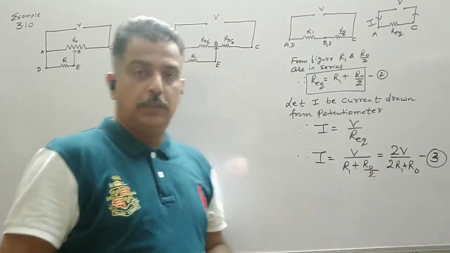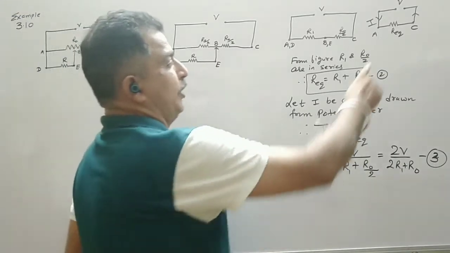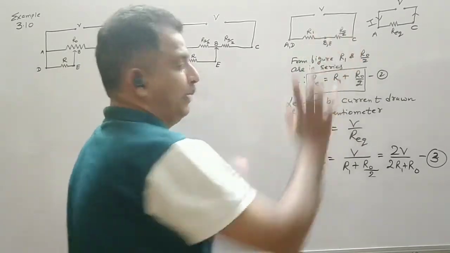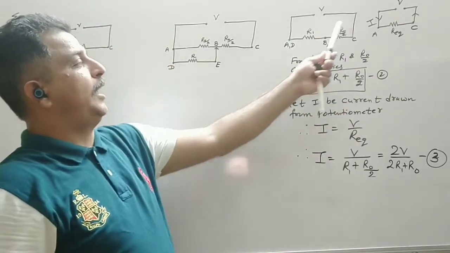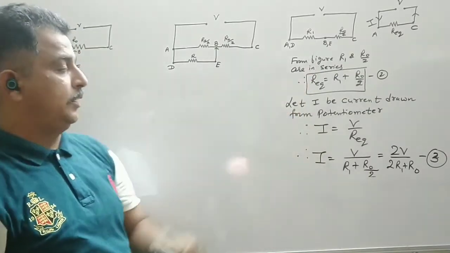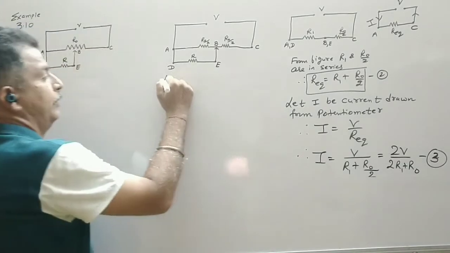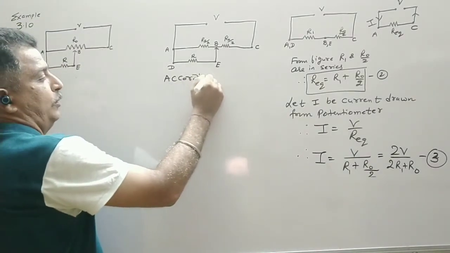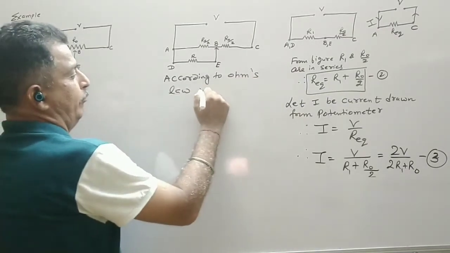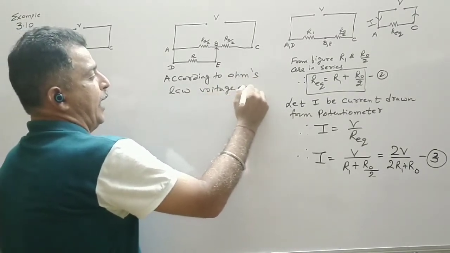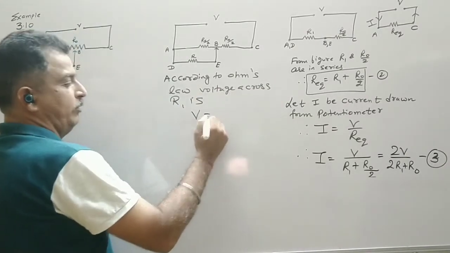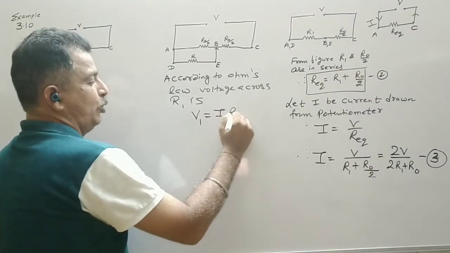Current I is found. Now this I is flowing through R equivalent. R equivalent is a series combination of R1 and R0 by 2. So current in R1 and R0 by 2 is the same. We have to find out the potential difference across R1. So we apply Ohm's law. So according to Ohm's law, voltage across R1 is, let the name be V1, that is equal to I into R1.